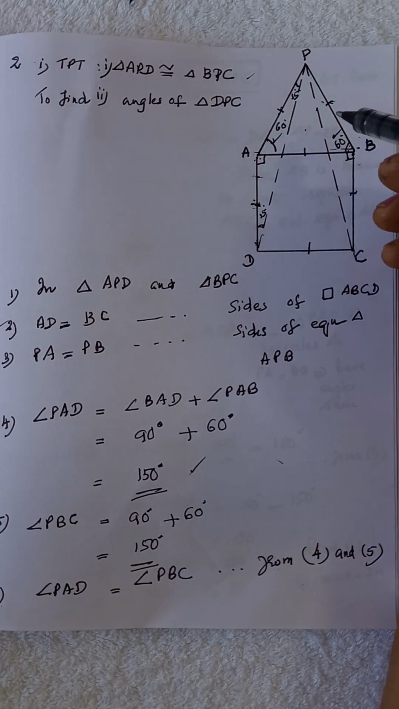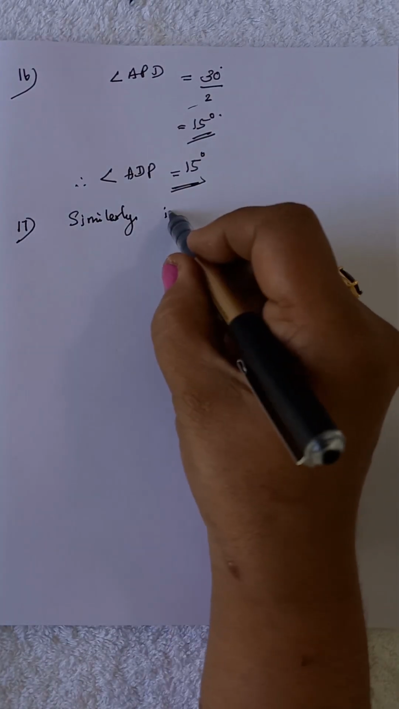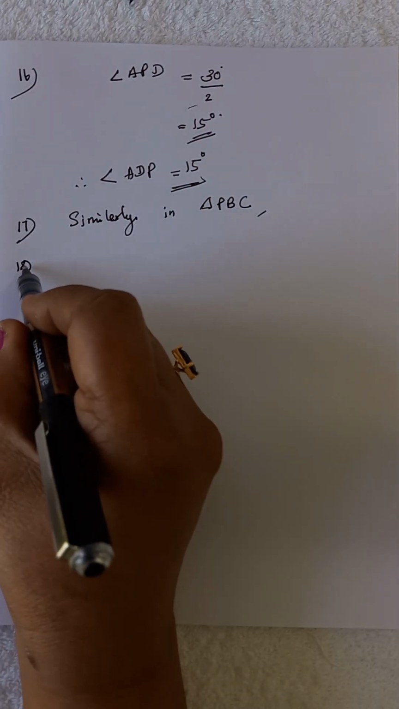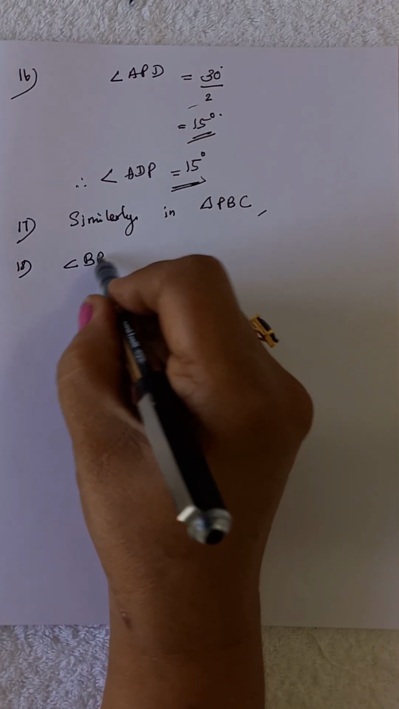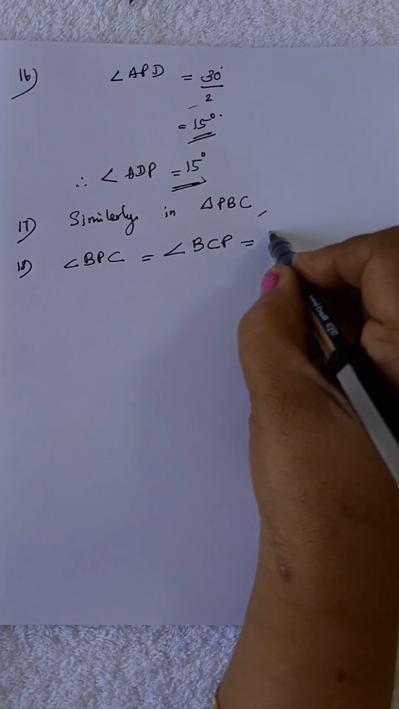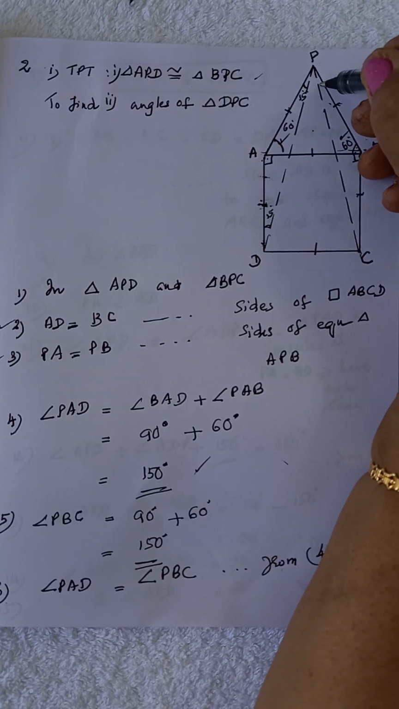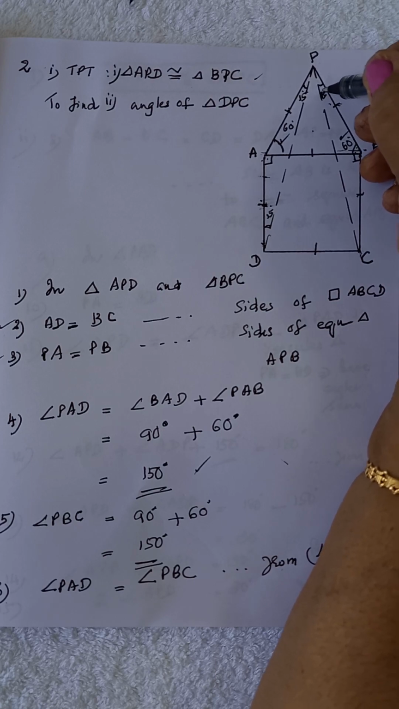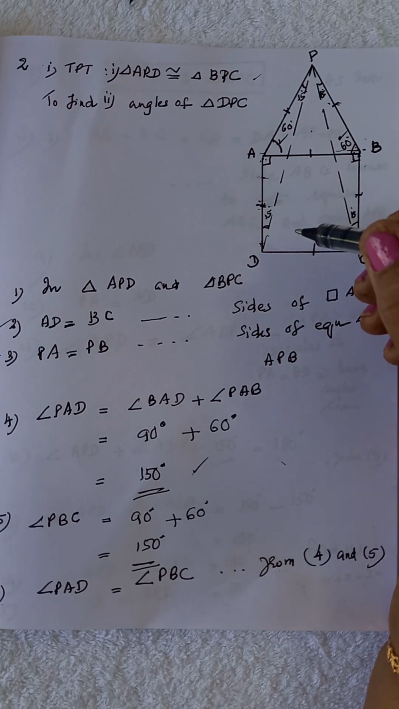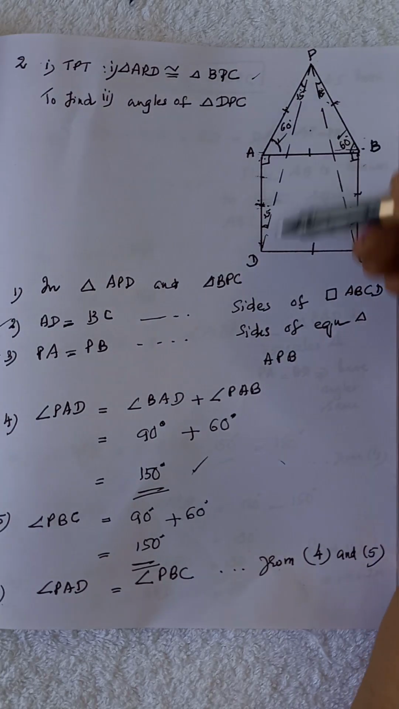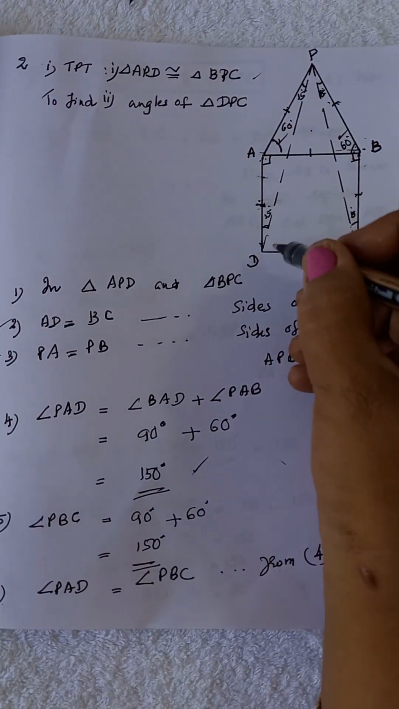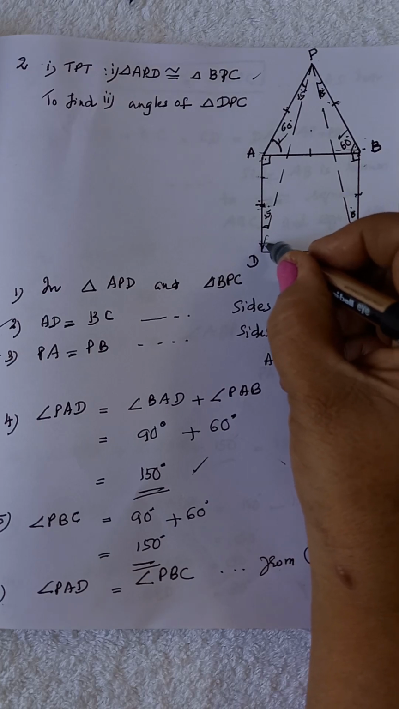So we can write, similarly in triangle PBC, angle BPC is equal to angle BCP, that is equal to 15 degree. We can mark these two angles here, 15 degree. This is also 15 degree. Now you consider this triangle PDC. This is the triangle. Here angle PDC. What is angle PDC? This much angle.